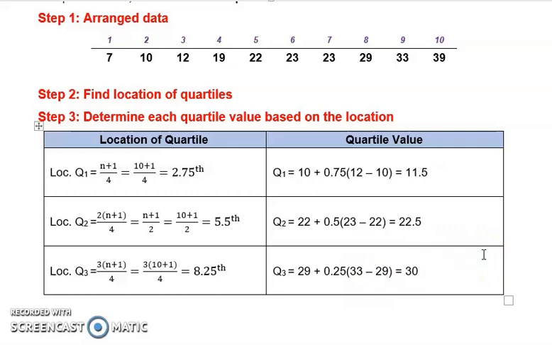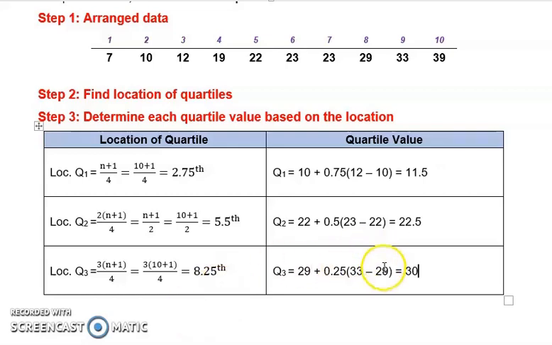Okay, note that when you calculate the location of each quartile, Q1, Q2 and Q3, you will get either 0.0, 0.25, 0.5 or 0.75, because we divide it by 4. So you will not get, for example, location Q1 of 2.63 or location Q2 of 1.3. You will only get 0.0, 0.25, 0.5 or 0.75.